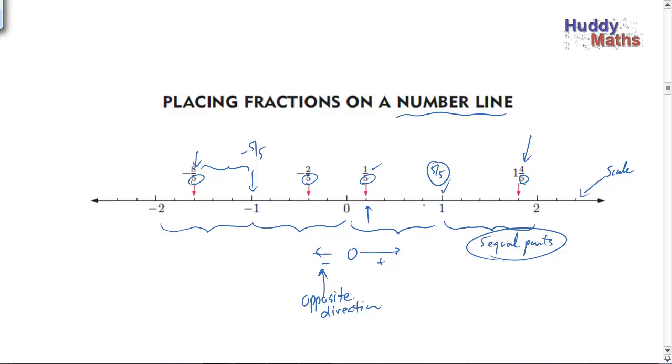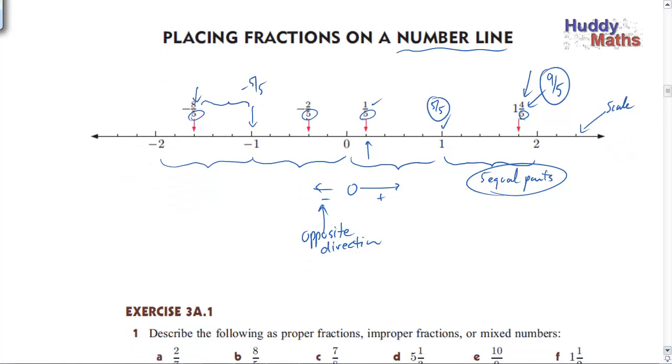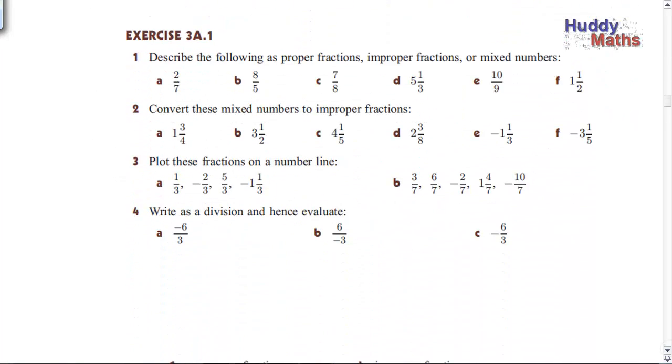5 out of 5 is the whole, is 1. And then we've added another 4/5, so we've got 1 4/5, or you could say it's an improper fraction, 9/5. Okay, getting the hang of this. I hope you are. You might have to go back and replay it and go over it a few times maybe. All right, come on down and let's give you something to get into now.